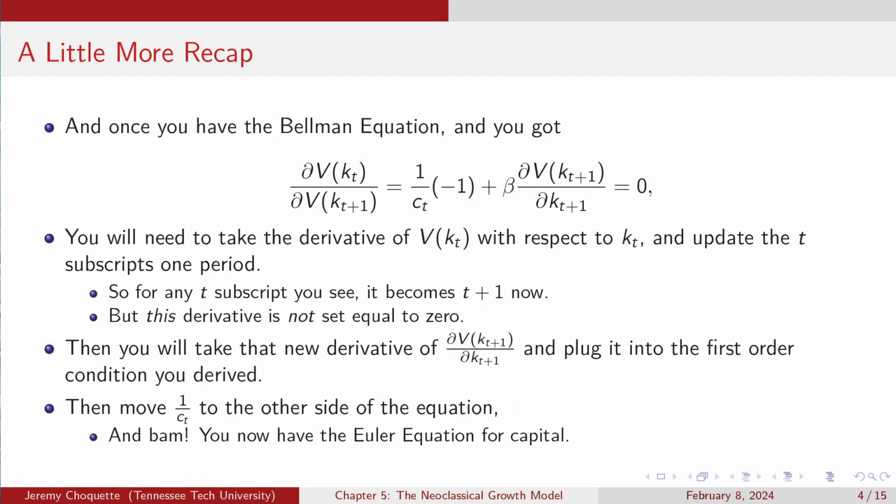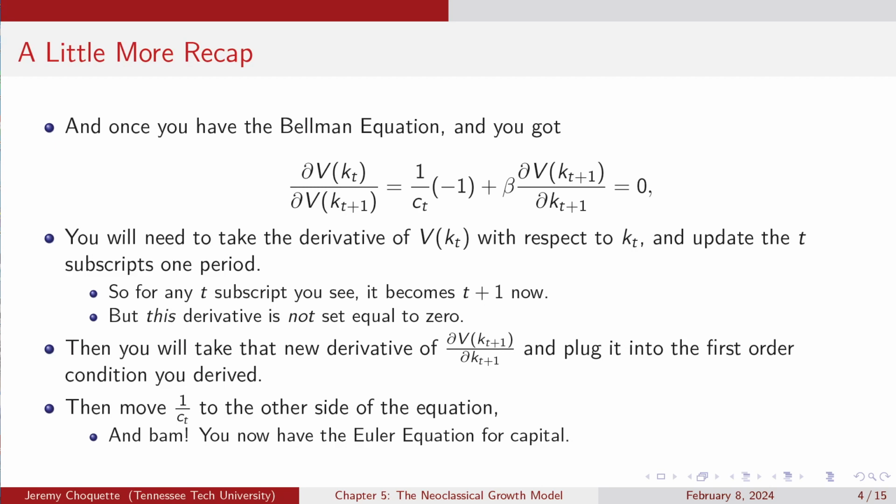So once you have that Bellman equation, right? Once you've set your Bellman equation up, it's partial V of KT with respect to KT plus 1 equals 1 over CT times -1 plus beta times the partial of V of KT plus 1 with respect to KT plus 1. Set that equal to 0. That's that first order condition.